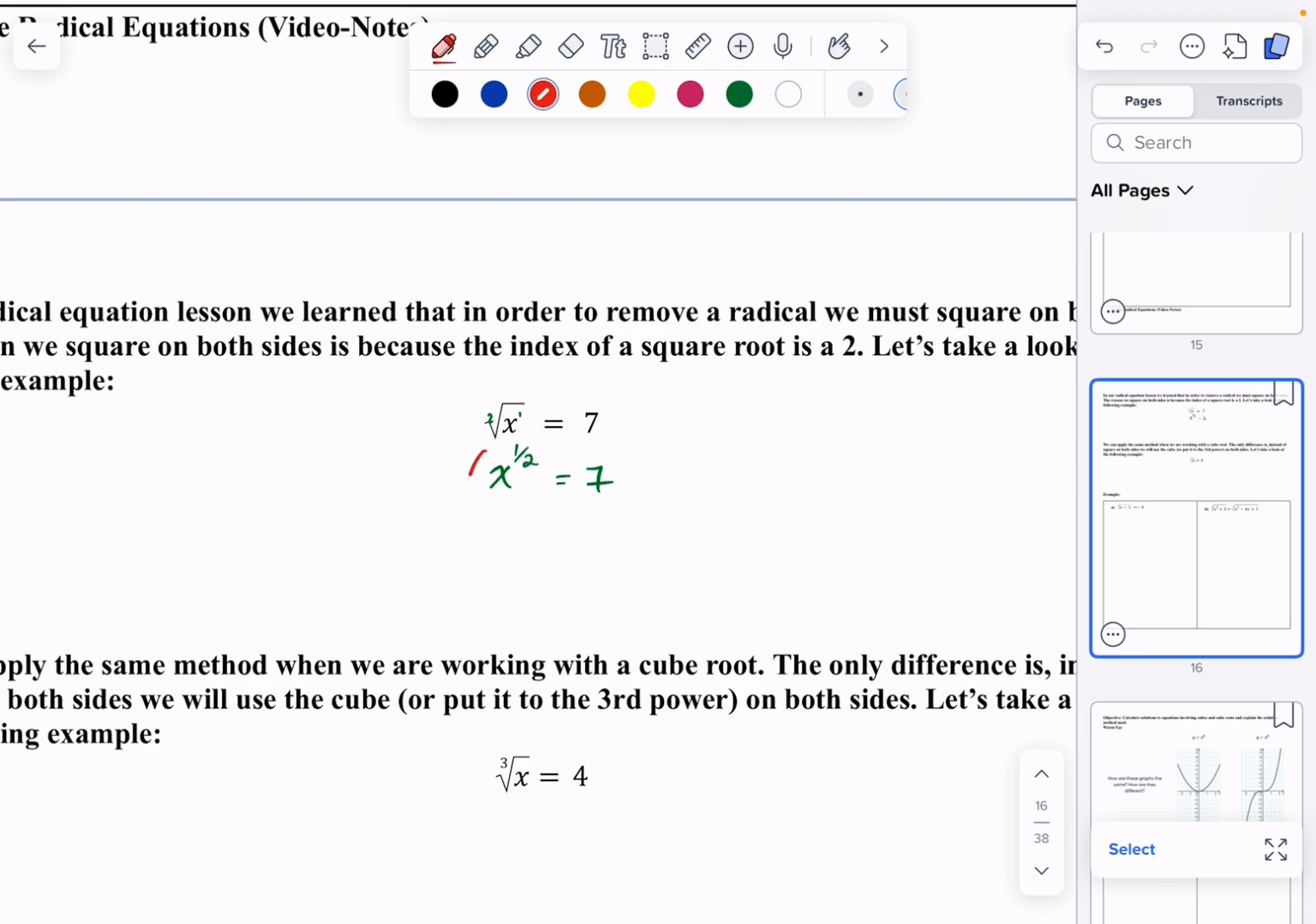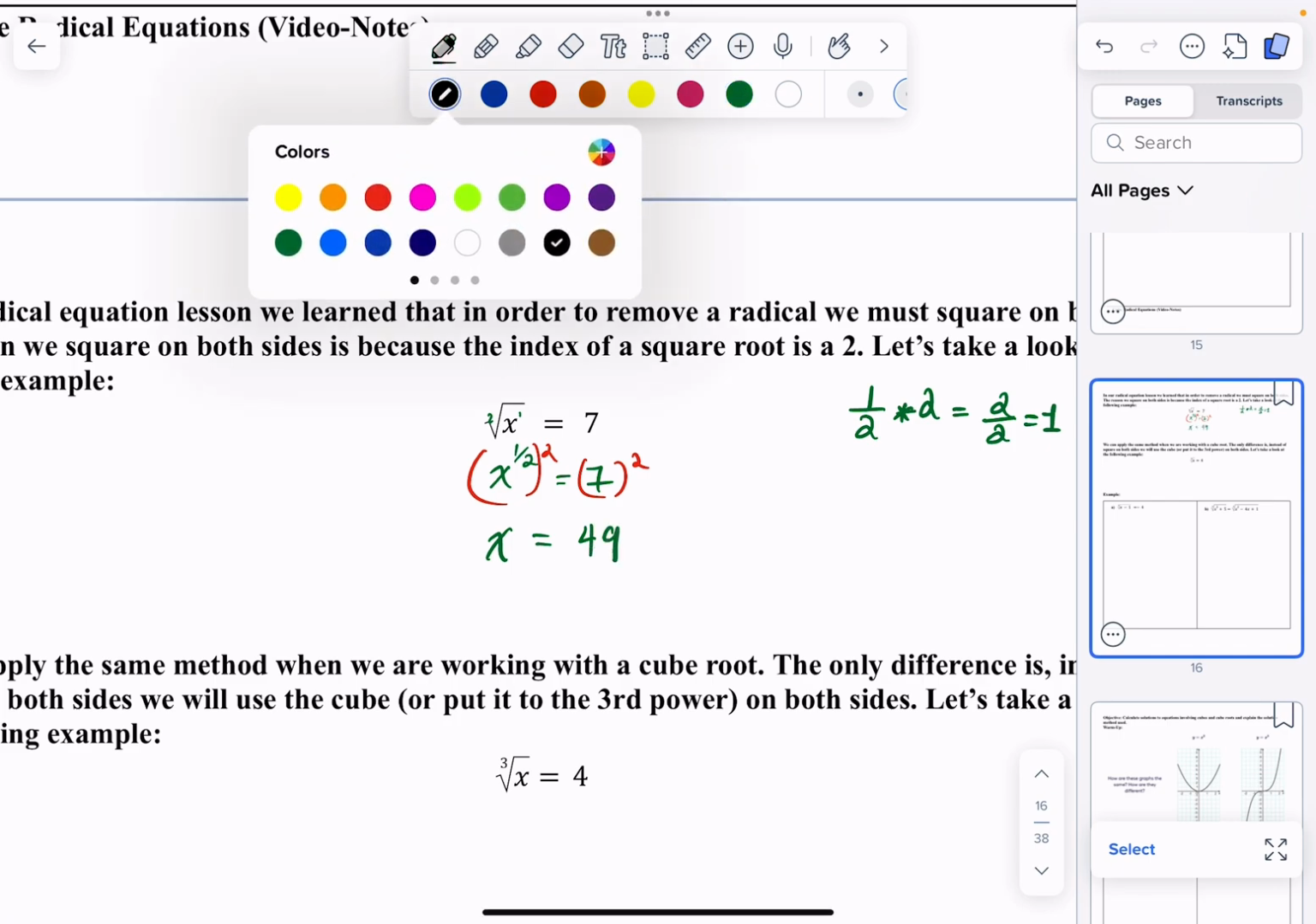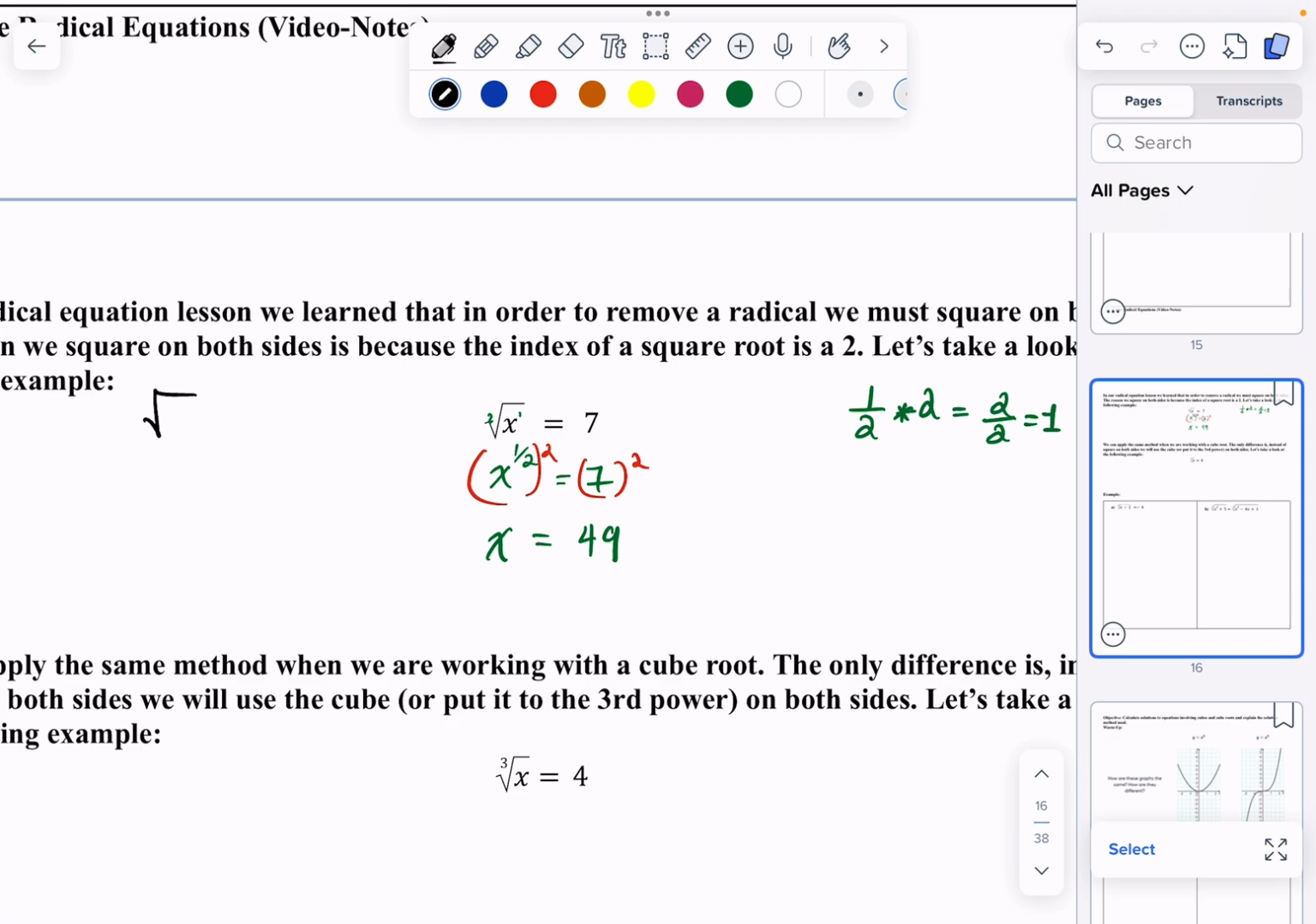So when I square on both sides, I'm able to remove that exponent of one half because 1 over 2 times 2 is equal to 2 over 2, which is just equal to 1. So we're able to cancel them out. That's why if I have the square root of x equals 7, we square on both sides and we get x is equal to 49. And if you want to see it from the other point of view, it's the same exact situation. Radical x is equal to 7. We square on both sides and we end up getting that x is equal to 49.